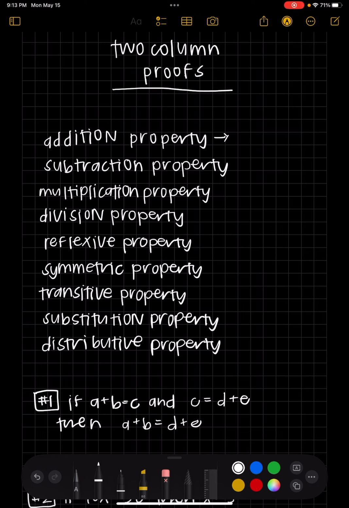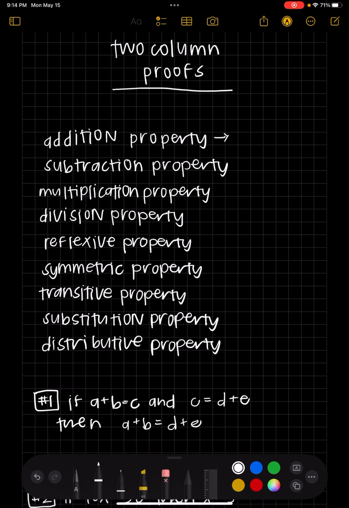Then we have the multiplication property of equality, which says that if A is equal to B, then A times C is equal to B times C. I can multiply both sides by the same number and the equality is the same. Then the next one is the division property of equality, which says that if A is equal to B and C is not equal to 0, then A divided by C is equal to B divided by C. That one has an extra little chunk on it where it says that C can't be equal to 0. The reason why that is because we can't divide by 0 or else it doesn't work, and so we have to have that extra part in there.